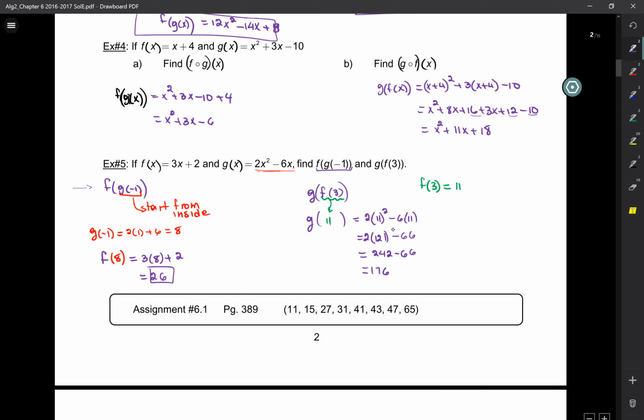Okay, so going back to f of 3, f of 3 is going to be 3 times 3 plus 2. And that's, okay. So now, final answer, g of f of 3 is how much? 176, okay? All right. Now, this homework will be due the next time you have class.